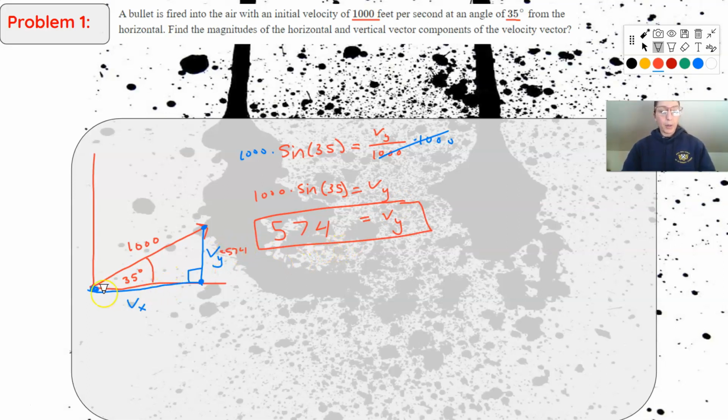Okay, now we need to find our horizontal component here. Now there's two ways we can go about this. We can use a trig function, or we can use the Pythagorean theorem.